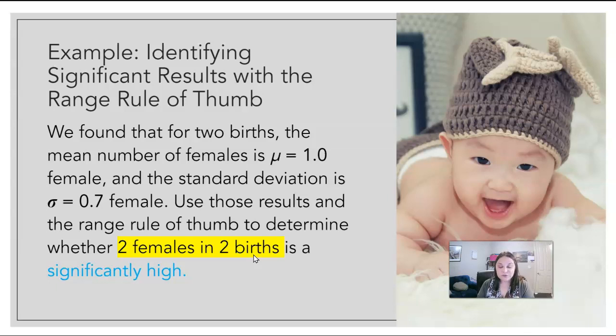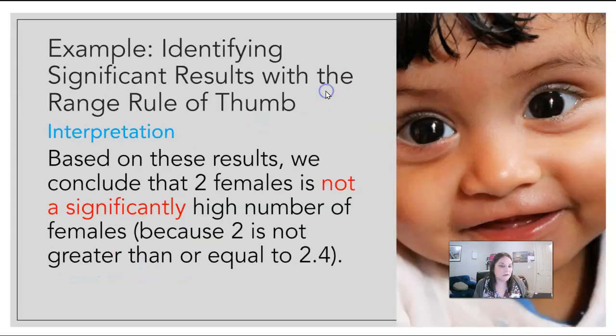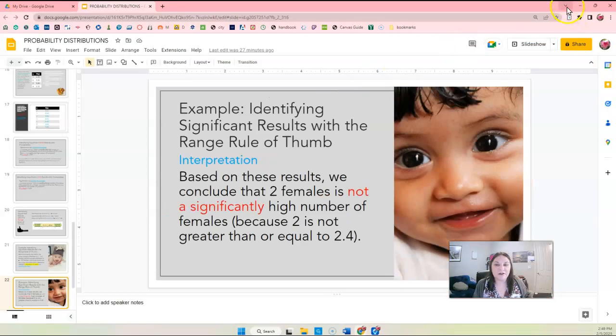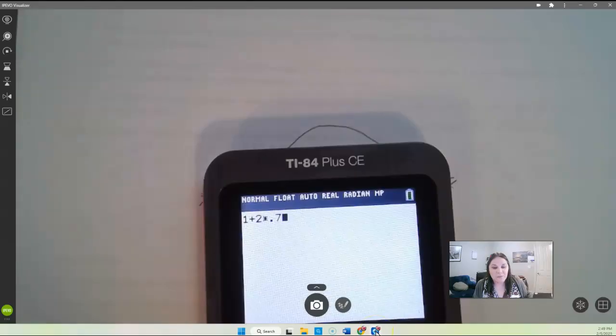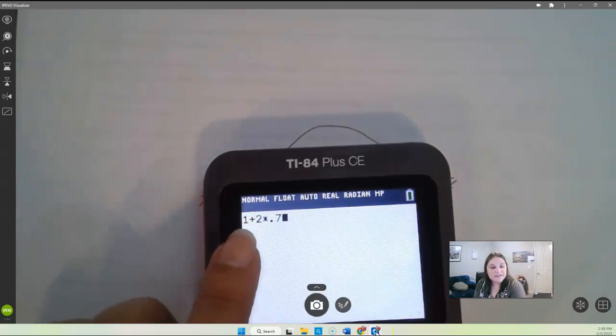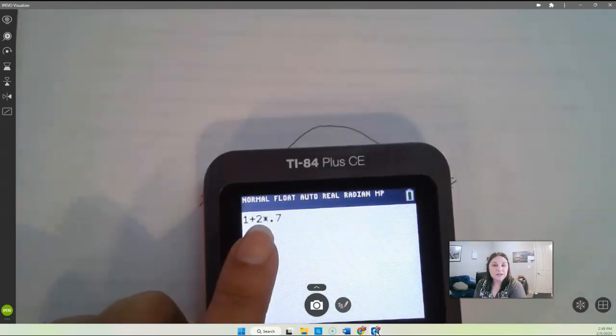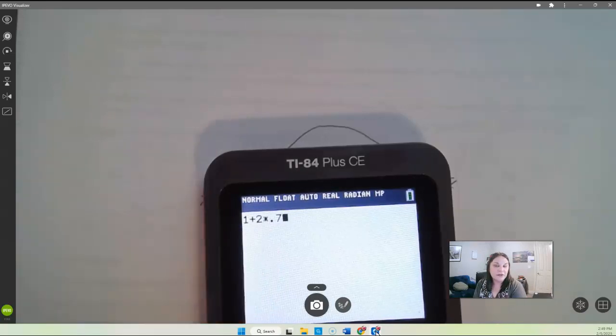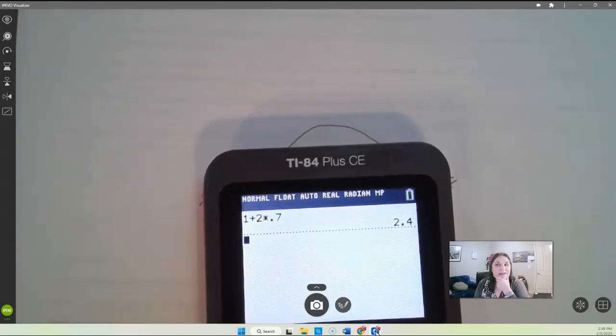To do that, I'm grabbing my calculator, and what I'm pressing is 1 plus 2 times 0.7. That calculation is supposed to tell me the value of the number of girls that is considered significantly high. You see the answer already. So 1 was the expected value, 2 is because significant values by the range rule of thumb are 2 standard deviations, and then 2.4 is considered significantly high.